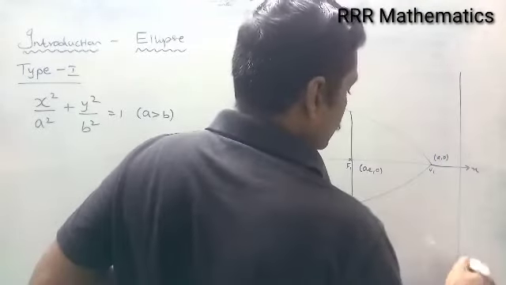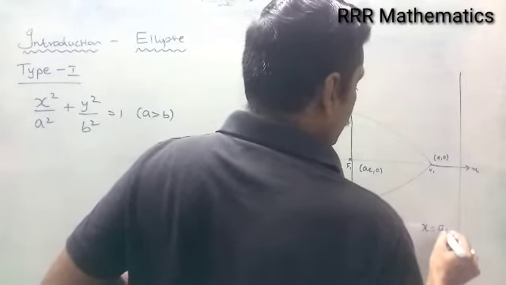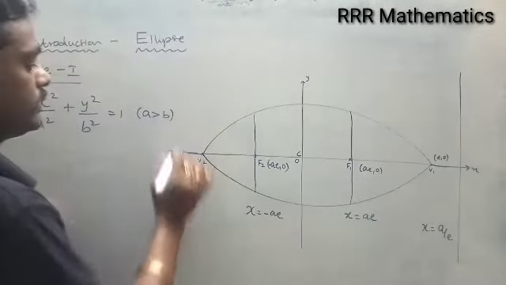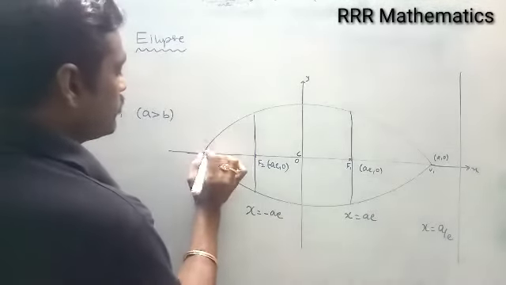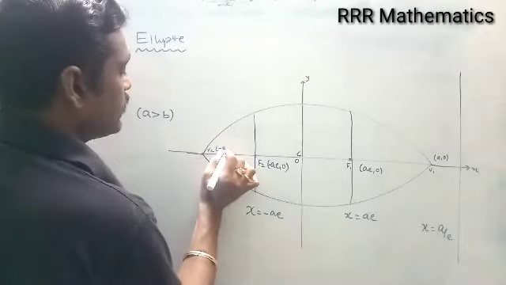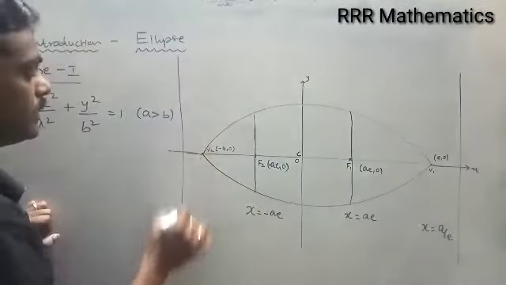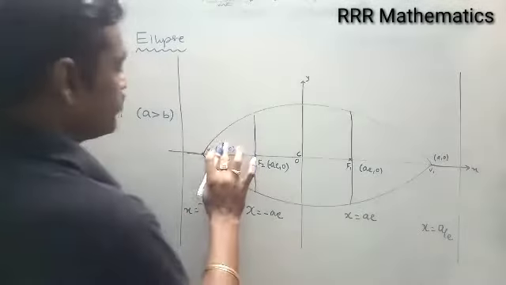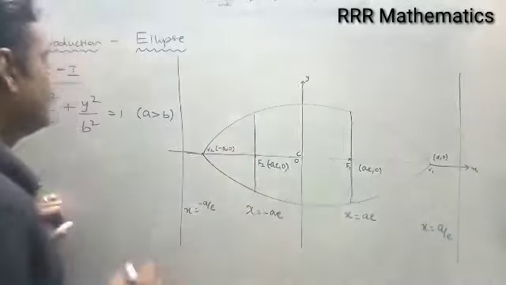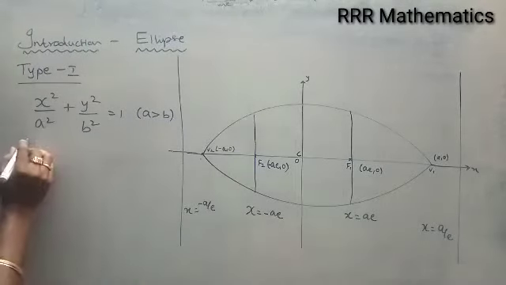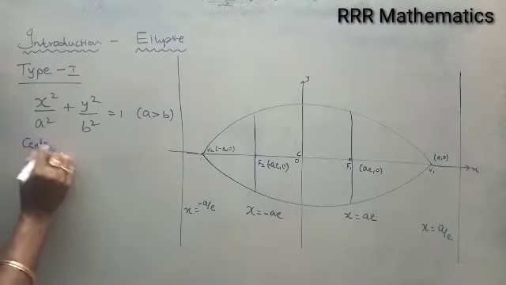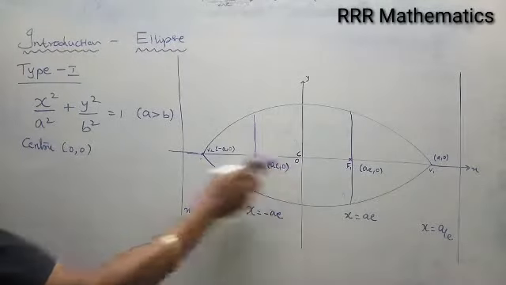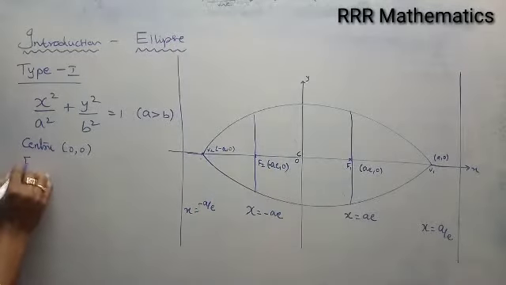This is the directrix, x equal to a divided by e, and here is one more directrix, at minus a comma 0, another directrix x equal to minus a divided by e. I'll repeat. In the standard equation whose center is at the origin, center 0, 0.